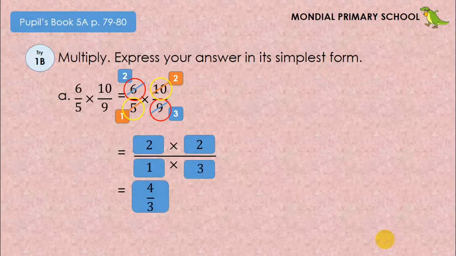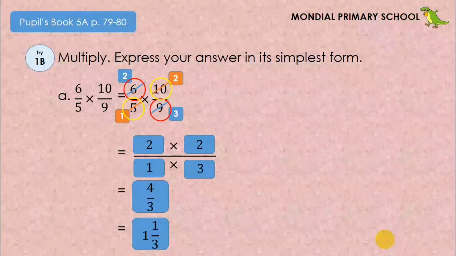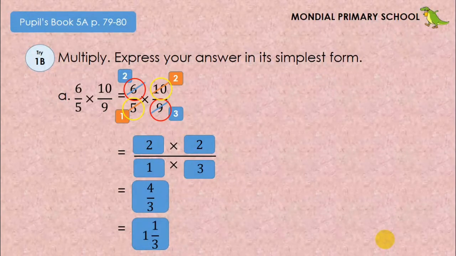Is it a proper fraction? No. Then, you have to express the product as a mixed number in its simplest form. So we can write 4 out of 3 as 1, 1 out of 3. Do you understand so far?